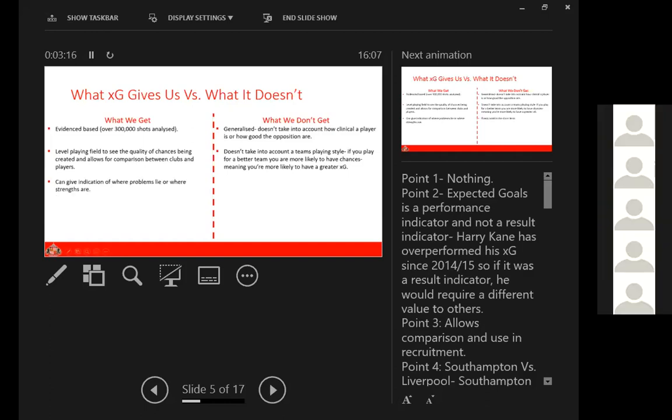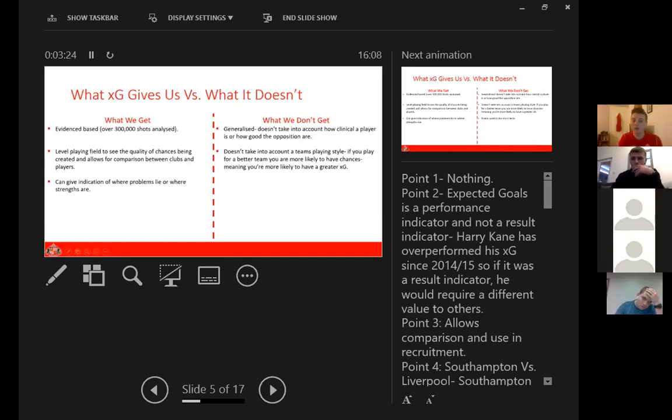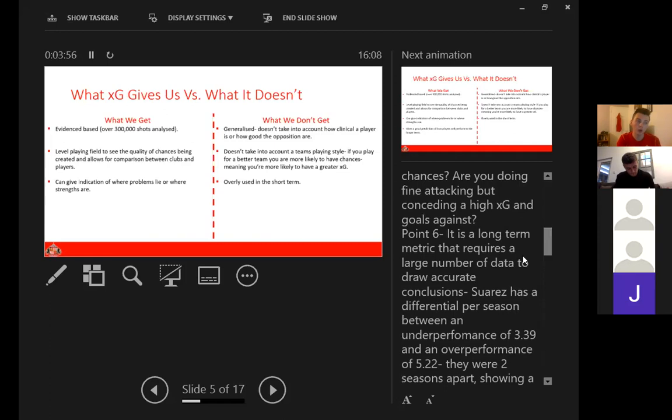It can give indications where problems lie or where strengths are. If you are getting a really, really high XG, but you aren't scoring that many goals, it shows that the issue might not necessarily be creating the chances. You are creating the chances, but you're not scoring them, which is more of an issue than if you aren't getting the chances. If you're getting the ball in the right positions, that means you've got a better likelihood of scoring. So it can help you analyse the difference between that. It's normally overused in the short term, so it's not exact, but it should balance itself out as things start to go on.